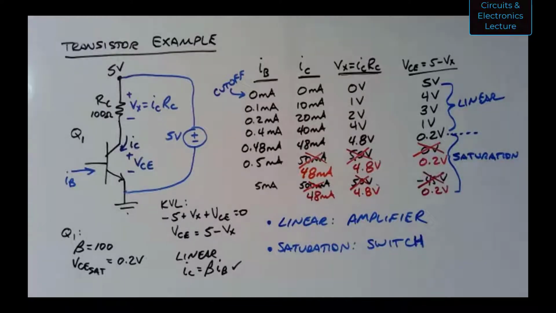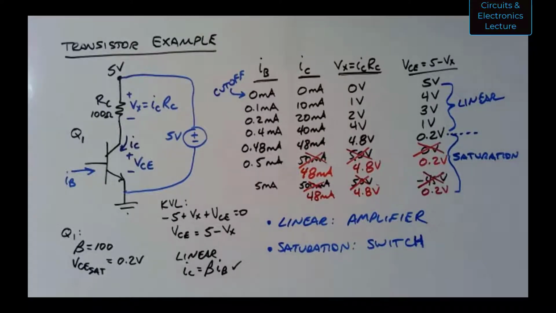Is 0.2 volts a property across all transistors? Transistors vary. That's common for silicon transistors, right? You can look at other types of semiconductor transistors. If you have a silicon transistor, it's going to be around, again, 0.2 volts.